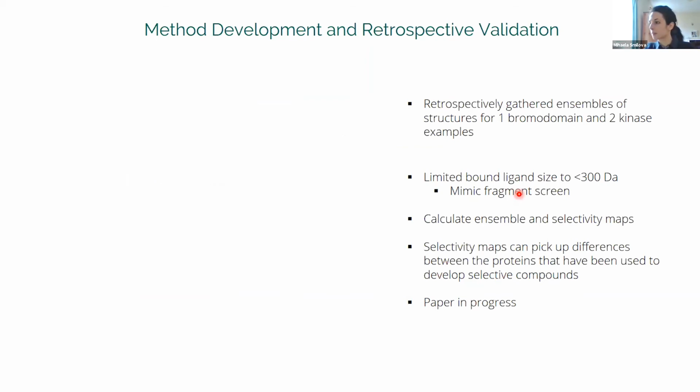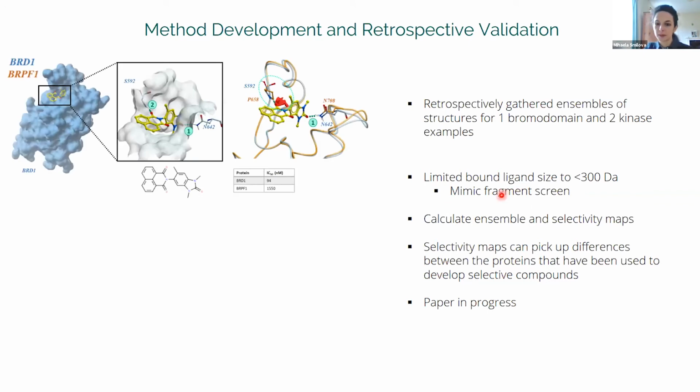of selective compounds. So in this first example, we're looking at a precursor to the bromodomain probe BA299, which shows selectivity for the bromodomain BRD1 over the closely related BRPF1. And this compound makes a hydrogen bond with the backbone of serine 592 in BRD1. And that interaction is actually not available in the off-target, as the corresponding residue is a proline. And the ensemble, the selectivity maps can pick that up. So that's the area of red surface over here.